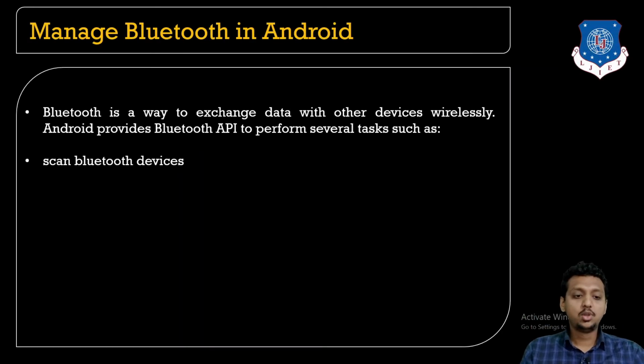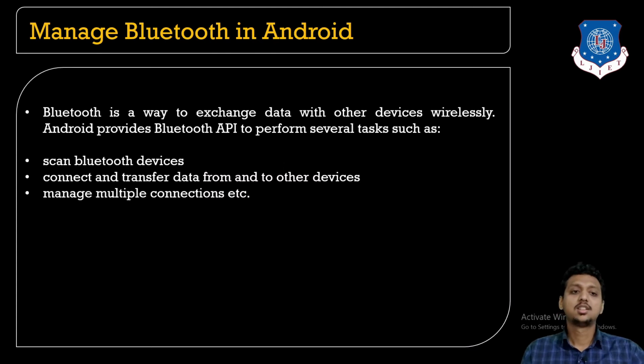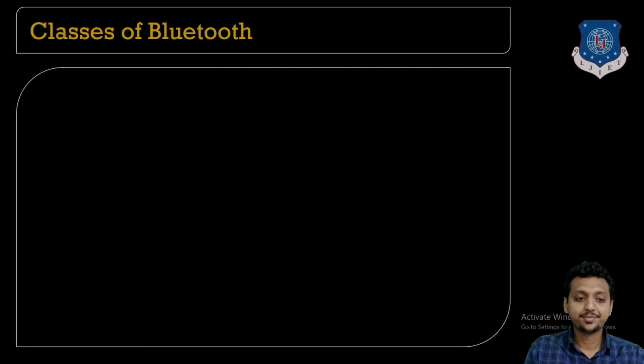So students, Bluetooth is a way to exchange data from one device to another through Bluetooth connectivity. I can say it's an ad hoc network. It performs several tasks like scanning Bluetooth devices, connecting and transferring data from one mobile device to another, and managing multiple connections.